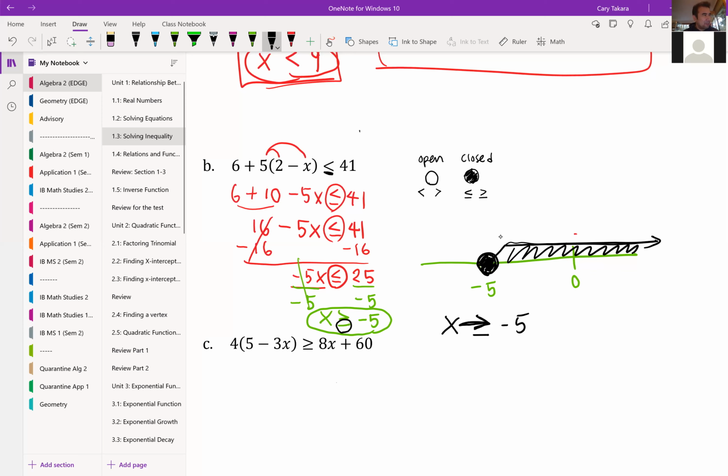Has anybody done something like this before in Algebra 1? Yes, no, okay, I see some yes, some no's. Yeah, it should be part of Algebra 1. And it's been a while, yeah? Maybe remotely, just vaguely remember.